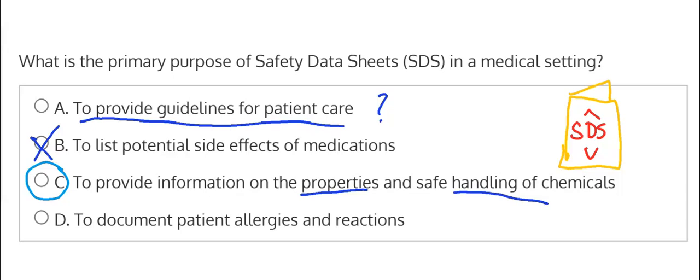And that means that when we go back, we weren't sure about option A, to provide guidelines for patient care. No, that's pretty general, and that doesn't really describe what the SDS really is. So we could go back and eliminate that again. And then looking at option D, to document patient allergies and reactions, that's not what the SDS is either. So that leaves us with option C, which is correct: provide information on the properties and safe handling of chemicals.